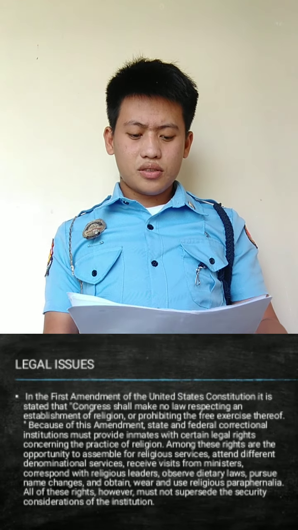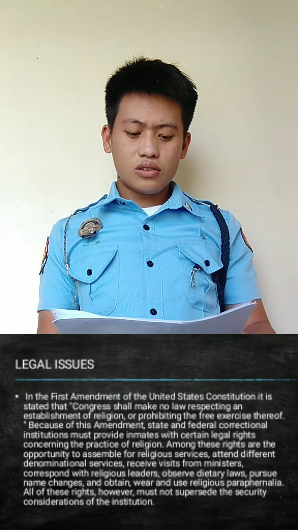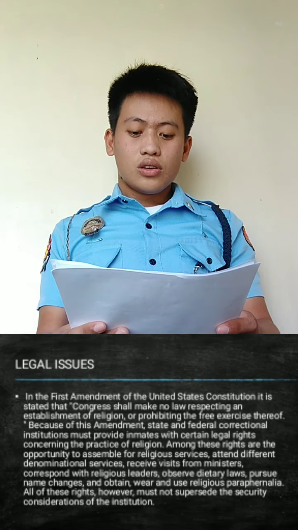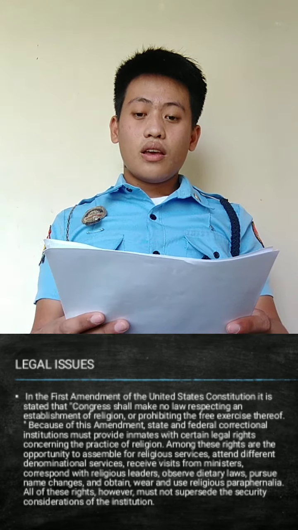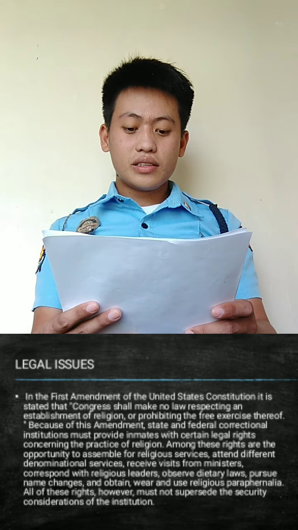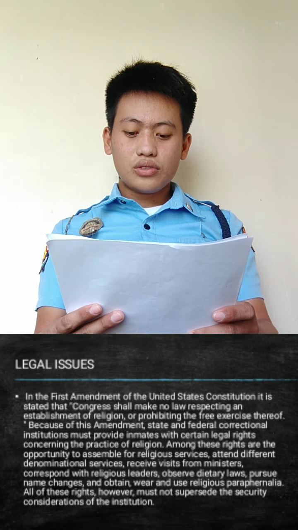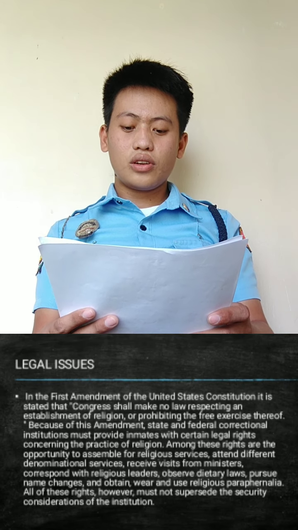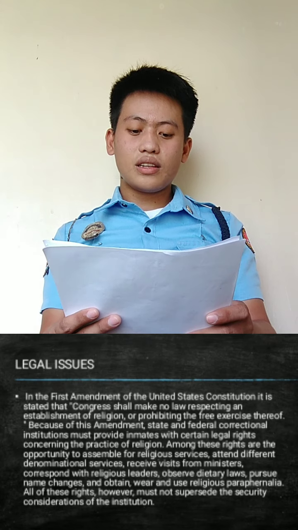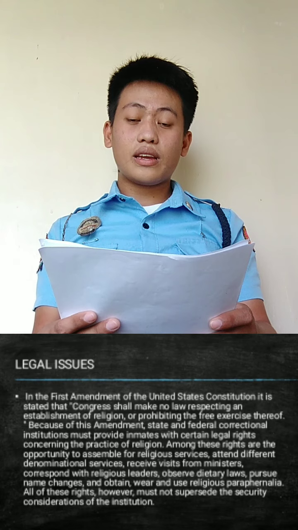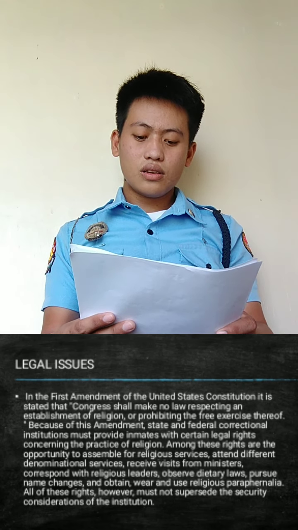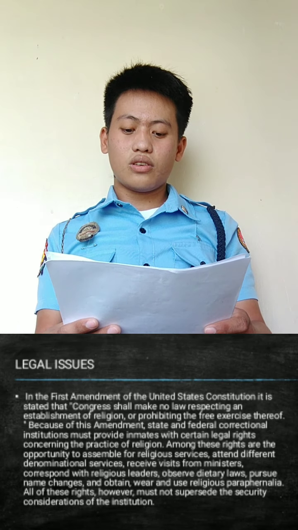Next, legal issues. The First Amendment of the United States Constitution states that Congress shall make no law respecting an establishment of religion or prohibiting the free exercise thereof. Because of the amendment, state and federal correctional institutions must provide inmates with certain legal rights concerning the practice of religion. Among these rights are the opportunity to assemble for religious services, attend different denominational services, receive visits from ministers, correspond with their religious leaders, observe dietary laws, pursue name changes, and obtain and use religious paraphernalia. However, these rights must not supersede the security considerations of the institution.